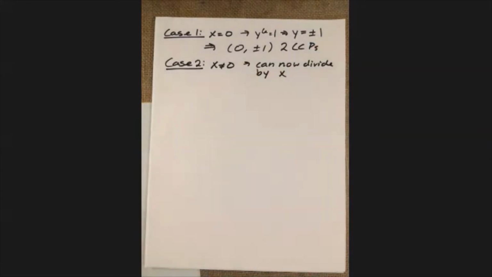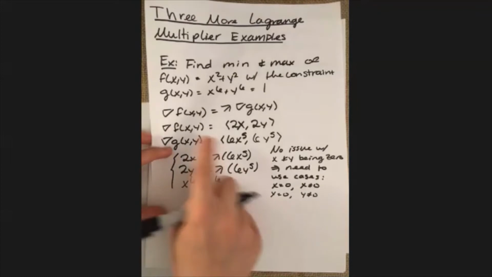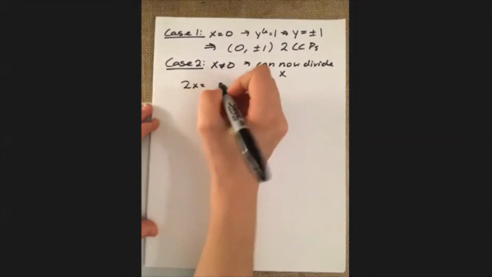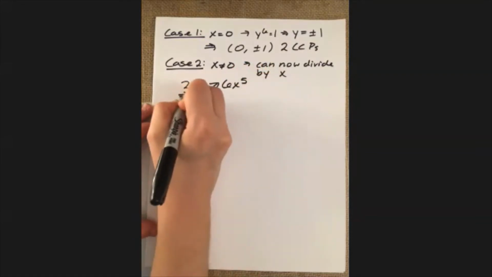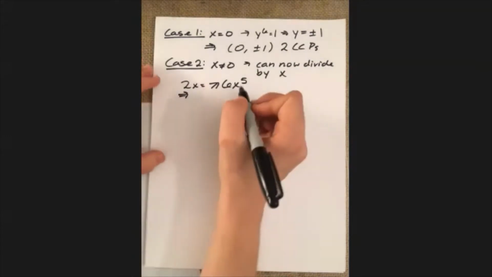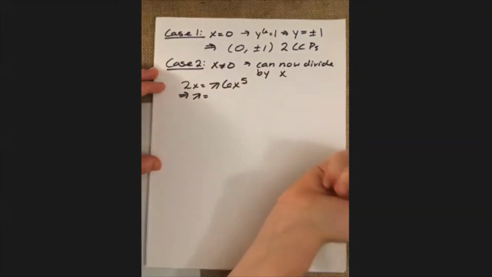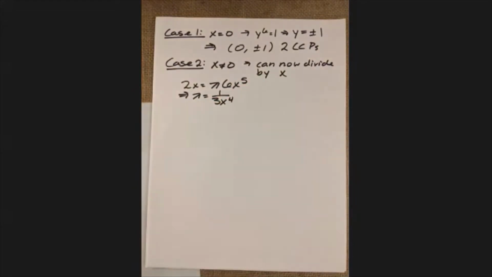So we're going to look back at our first equation here in our system of equations that said that 2x is equal to lambda times 6x to the 5th. And I like to always try to solve for lambda first chance I get, so that way we can start eliminating it. And I'm going to get from there that lambda is equal to 1 over 3x raised to the 4th power.